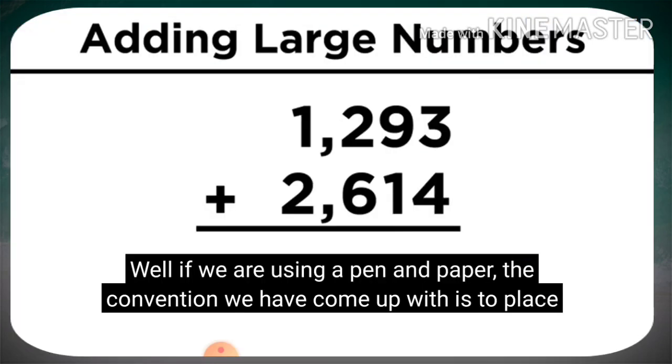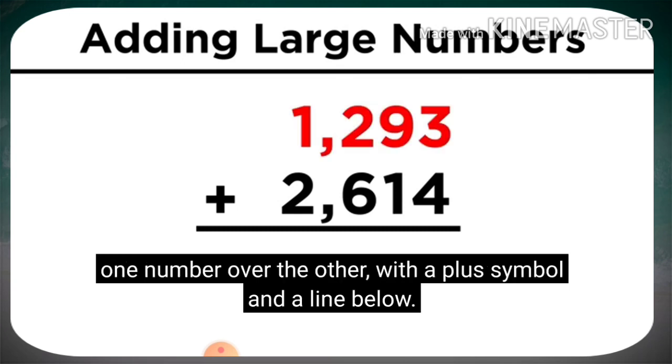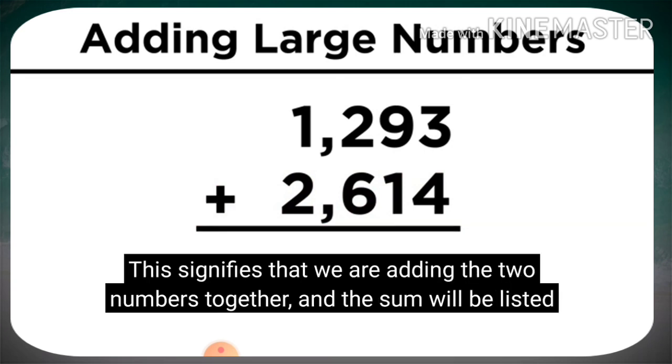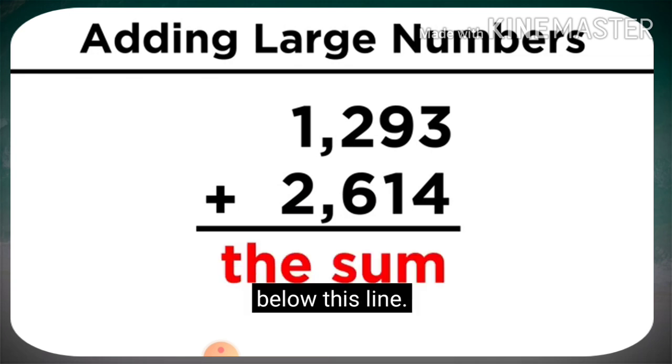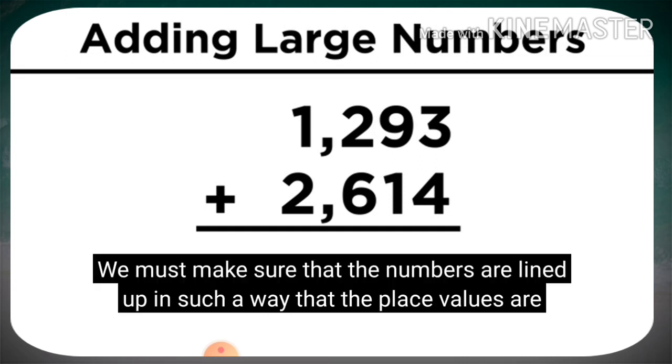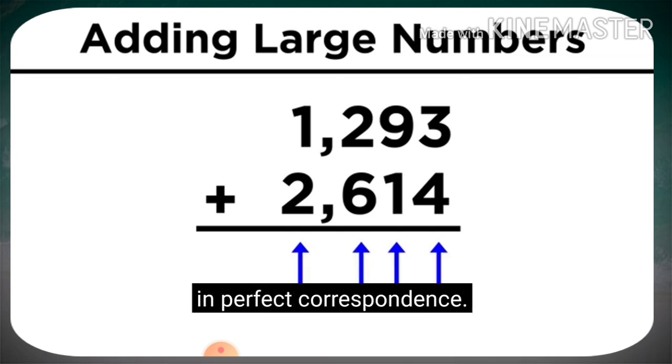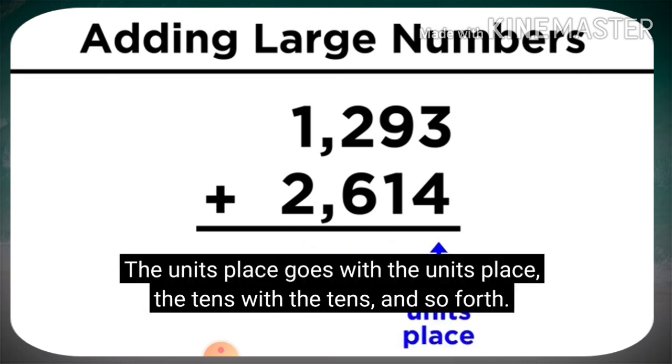Well, if we are using a pen and paper, the convention we have come up with is to place one number over the other, with a plus symbol and a line below. This signifies that we are adding the two numbers together, and the sum will be listed below this line. We must make sure that the numbers are lined up in such a way that the place values are in perfect correspondence. The units place goes with the units place, the tens with the tens, and so forth.